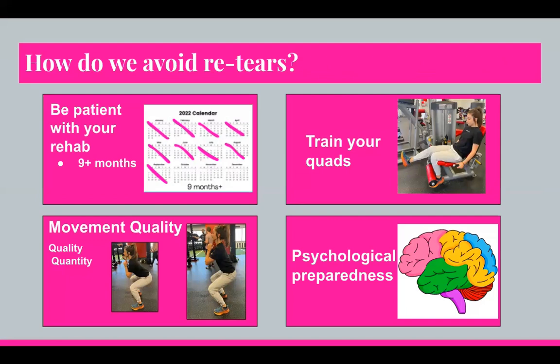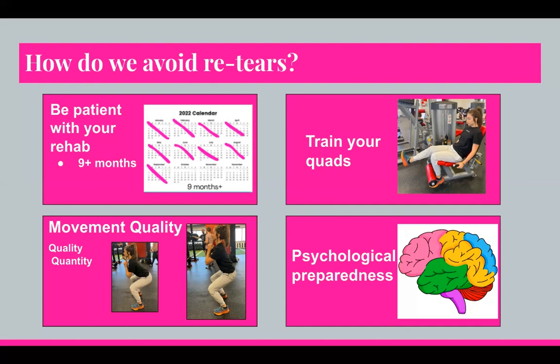Here on this slide, you will see 4 main points that will be discussed for the rest of the presentation on how to avoid re-tears. Our first point is that we want our athletes to be patient with their rehab. Being able to return to sport after 9 months is ideal for a healthy and safe recovery. Next, we want to focus on training the quad. Having symmetrical quad strength between both legs is very important.